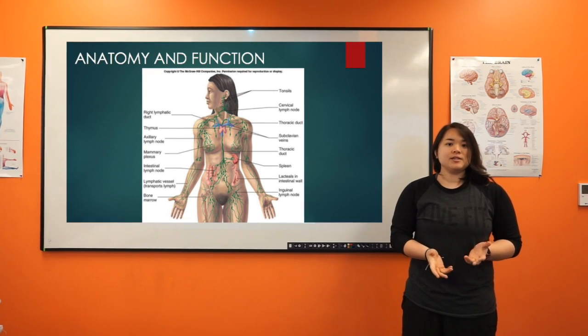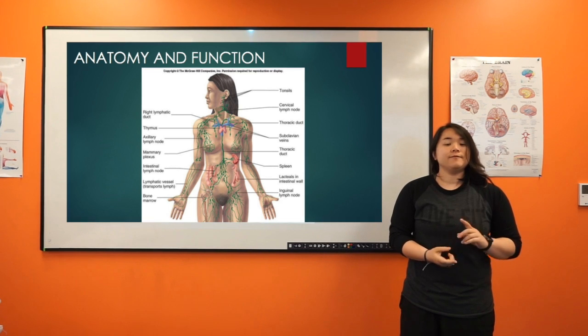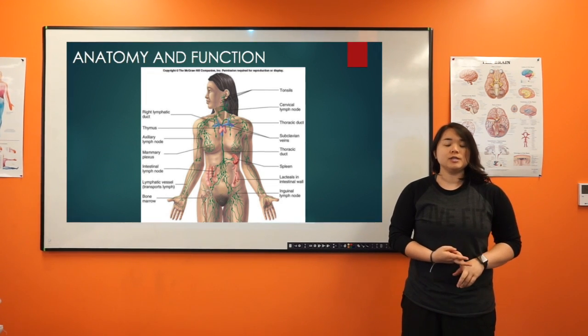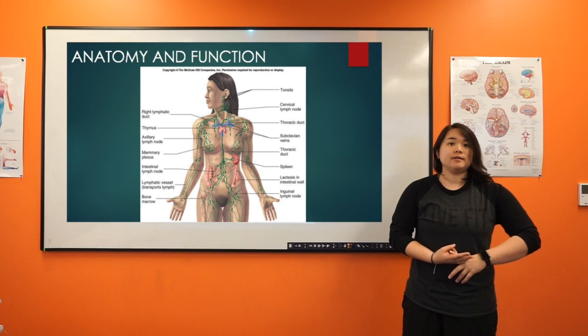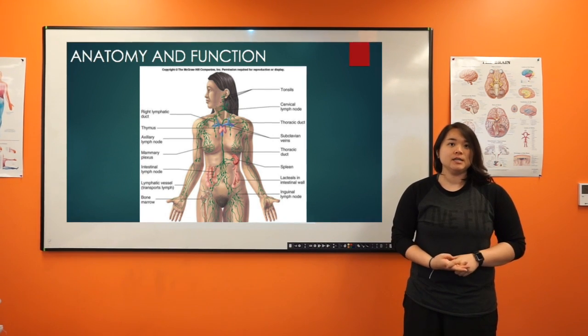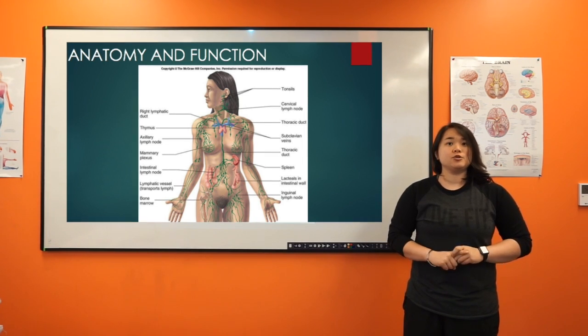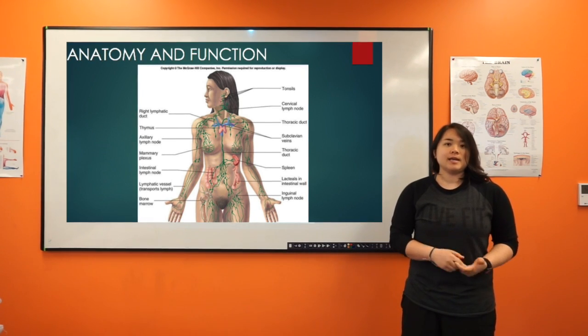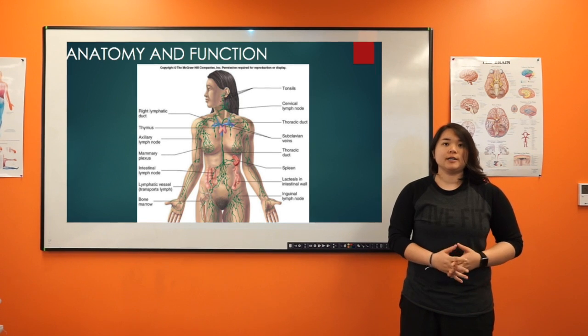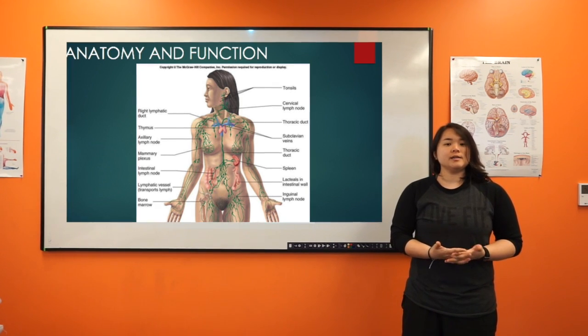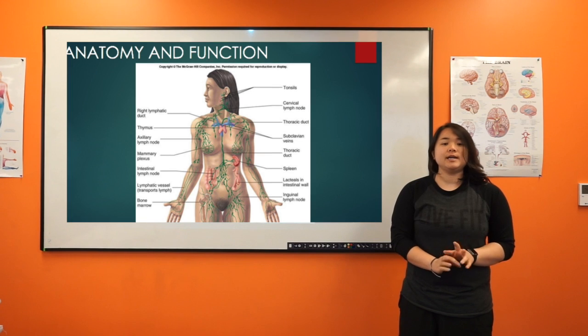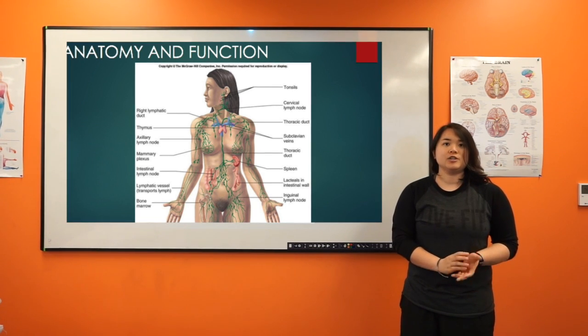So the lymphatic system in general is made up of the lymph vessels, the lymph nodes, and some organs, including the thymus, tonsils, and spleen. And it has two main functions. So the first one is to drain interstitial fluid and maintain the fluid balance between our blood and our tissue. And the second is to fight off infections and mediate immunity, which is more of the job of the lymph nodes.